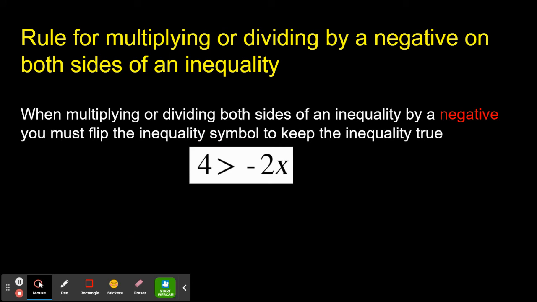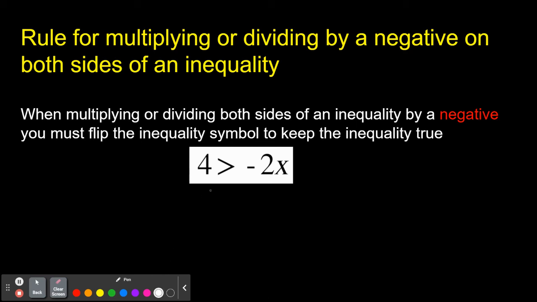So our rule for multiplying or dividing by a negative on both sides of an inequality: when we multiply or divide both sides of an inequality by a negative, we must flip the inequality symbol to keep the inequality true.